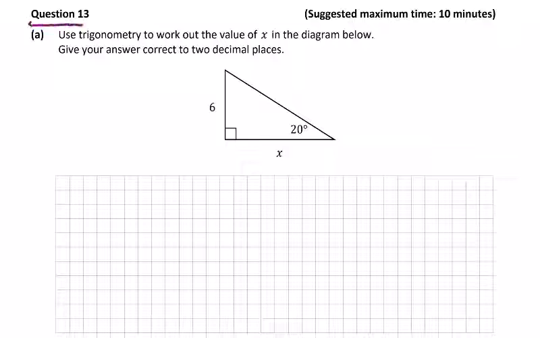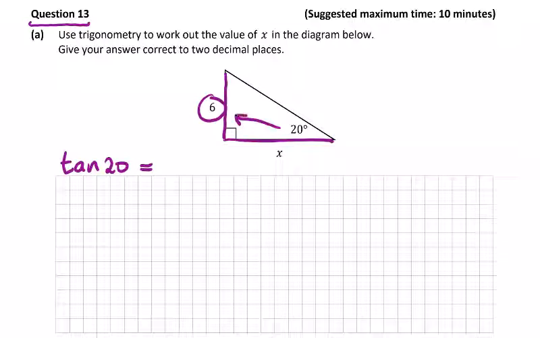Question 13 was a trick question. What have we got here? We've got the two straight sides. You're all saying immediately we're going to use tan because we've got the two straight sides. We can go through the whole labeling thing if you want. The tan of the angle is equal to opposite. Opposite the angle is 6 over adjacent, which is x.